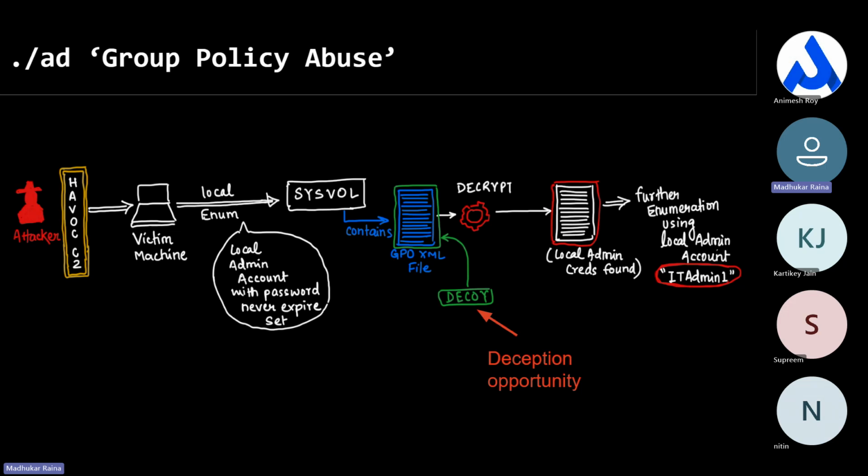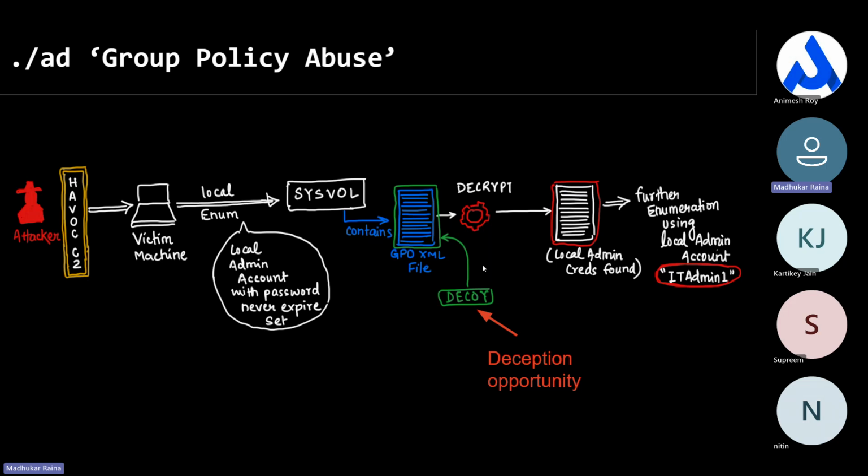You can use that to enumerate the local admin account, or try to find any files which are of interest. So this is the initial scenario. We'll start with local enumeration on the victim machine, and then we'll find that in this SYSVOL there is an XML file which contains the credentials of the local admin. Using that local admin we'll do some further local admin enumeration, see what a local admin can do on the system, and then try to move laterally in the environment.